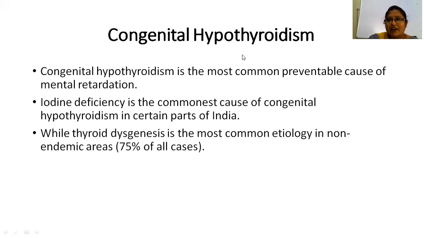Coming to congenital hypothyroidism, it is the most preventable cause of mental retardation. So early identification of congenital hypothyroidism prevents mental and intellectual morbidities, okay? In that, iodine deficiency is the commonest cause of congenital hypothyroidism in certain parts of India. And where iodine deficiency is not there, thyroid dysgenesis is the most common etiology.